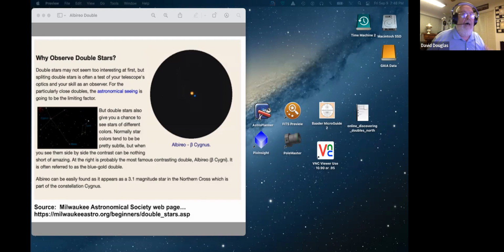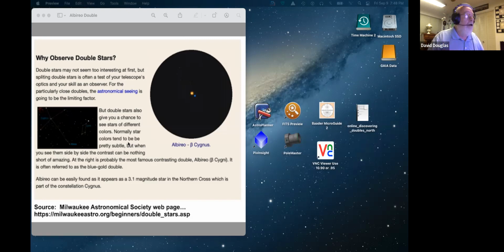What you have there for the photo is an actual image, not mine, but from another group, the Milwaukee Astronomical Society webpage, that shows Alberio as one would see it in a telescope. A couple of unique things come from that particular picture. First of all, it's a double star. And what do we see? 2 stars. But there's something very unique.